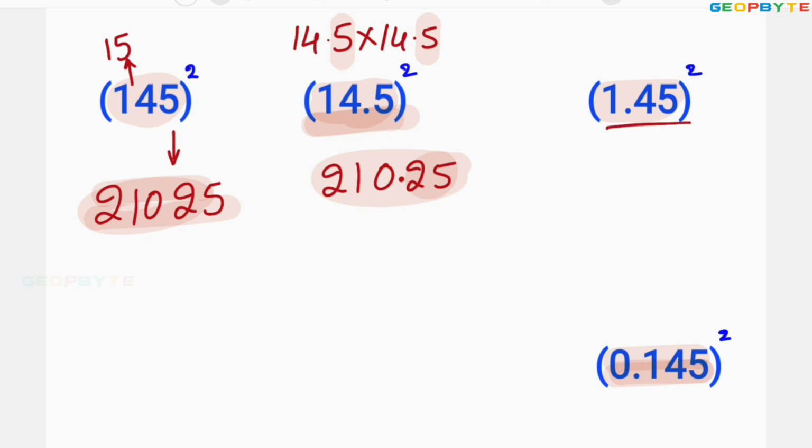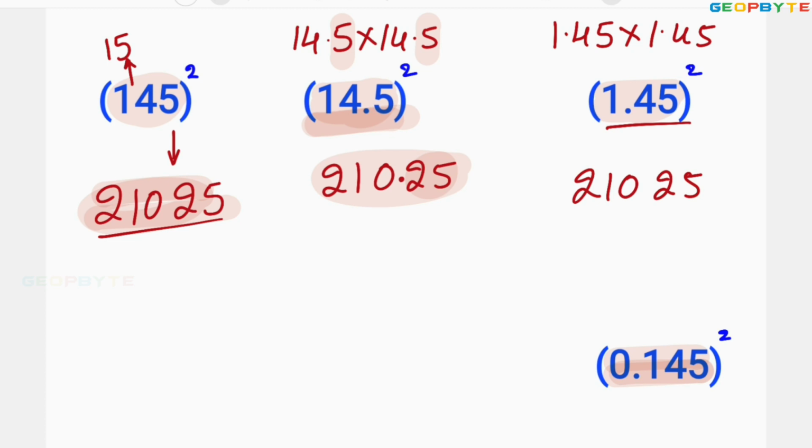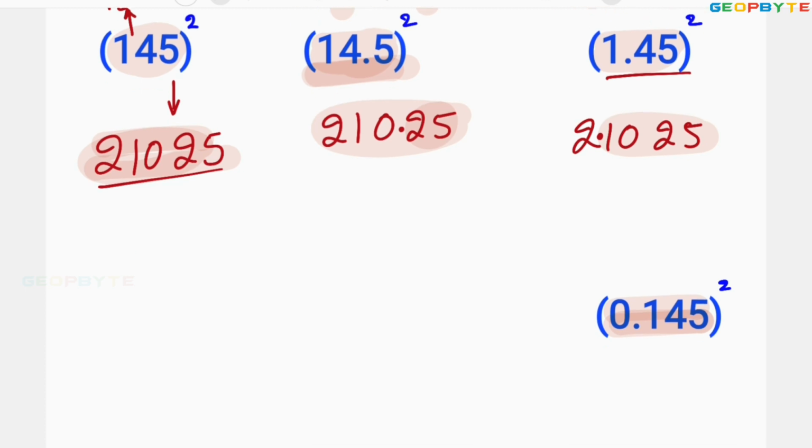For 1.45 whole square, you first take this value 21025. This 1.45 whole square you can write as 1.45 into 1.45. There are 4 digits after a decimal point, 2 plus 2. You make the decimal point after 4 digits from right. So 2.1025 be the value of 1.45 whole square. See how simply you are getting your answer.